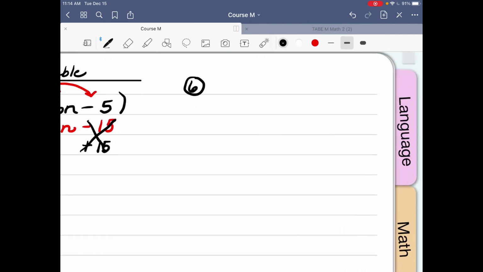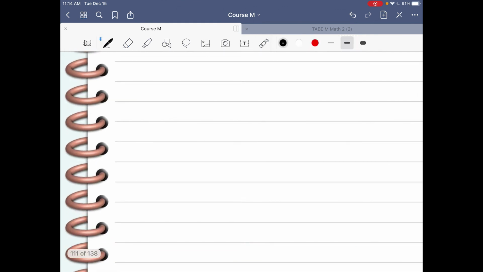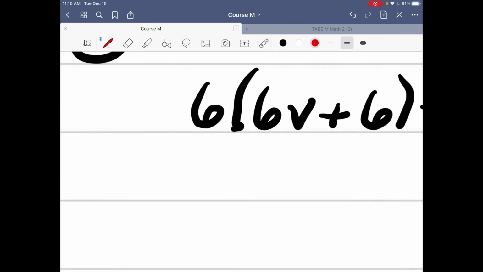Number 6. Ooh, this one's a big one, so I'm not going to put it right there. Let me put him down here. Here we go. We have 6 parentheses 6v plus 6 parentheses minus 5 equals 1 plus 6v. Don't panic. We can do this. Baby steps. And the first baby step is right there.